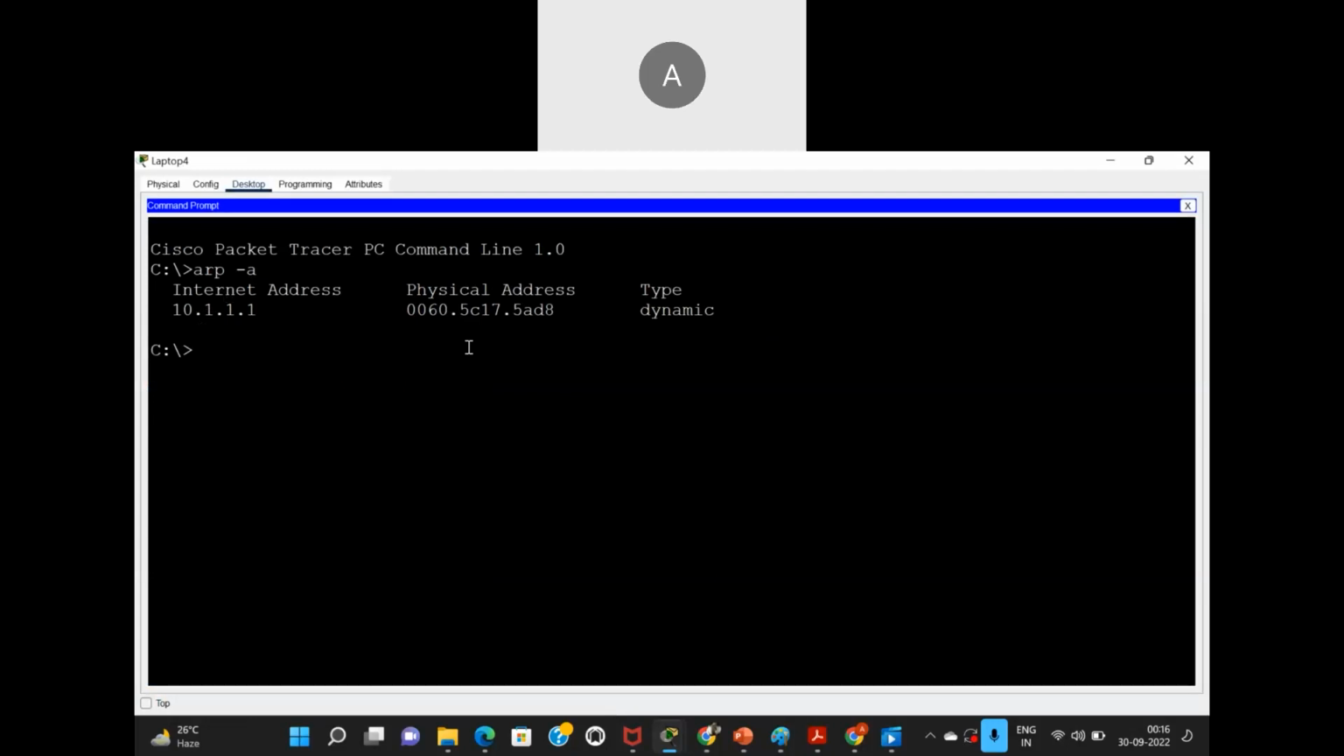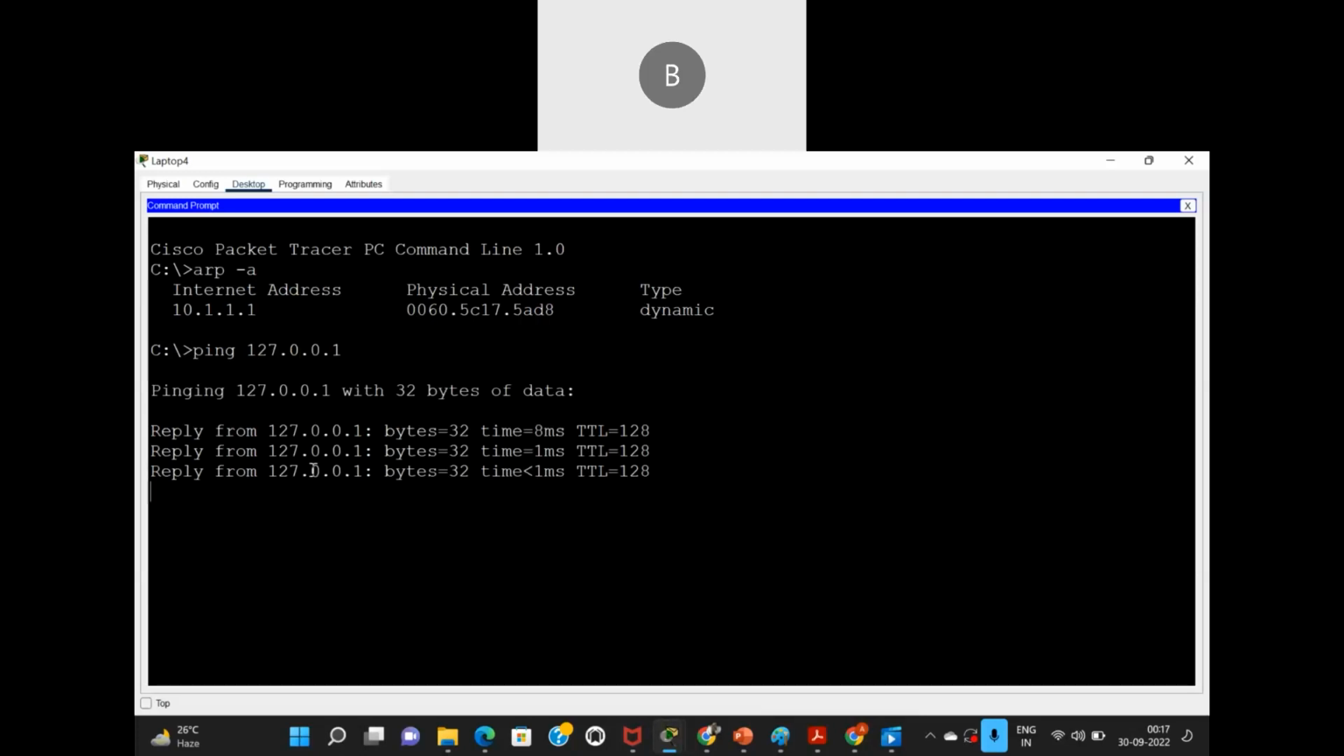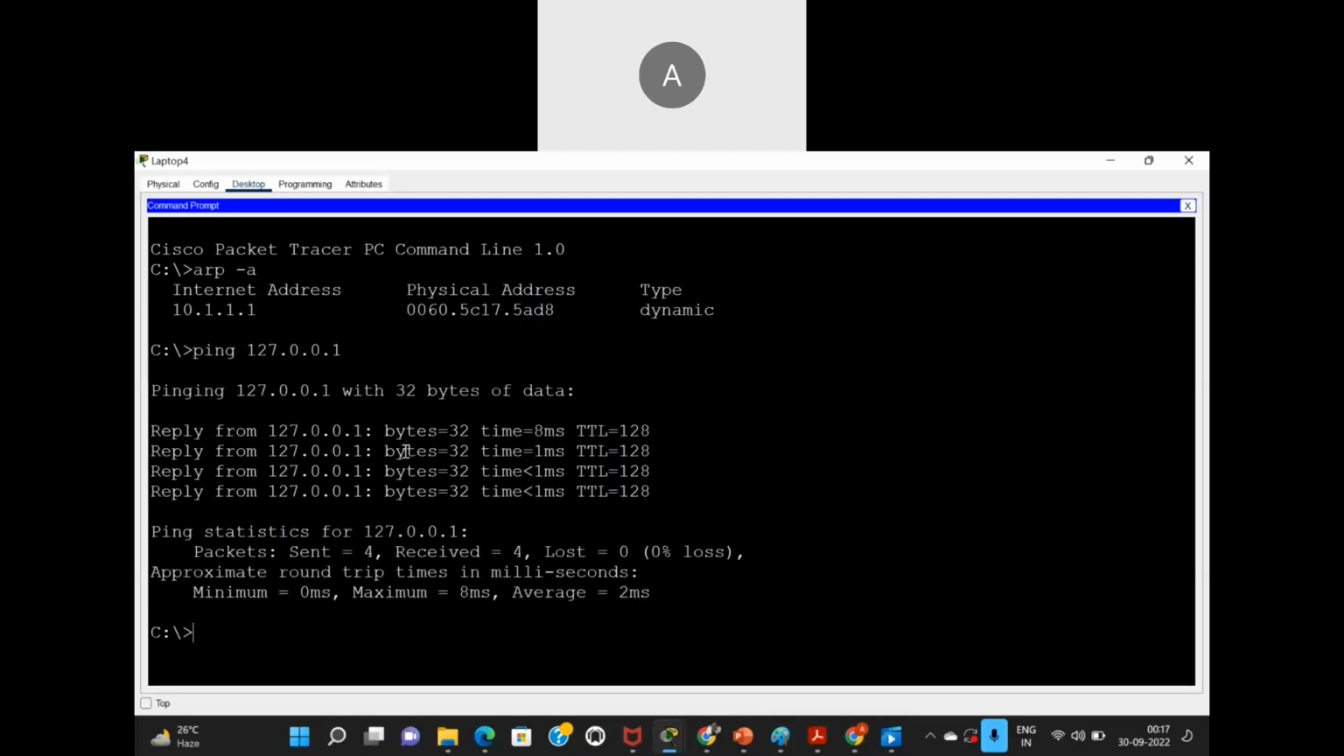So what's the difference between that and using the 127 loopback to get your own information? No, pinging 127 is just checking if your NIC card is working or not. This is not your IP address. This is just checking your NIC card. Okay, gotcha.